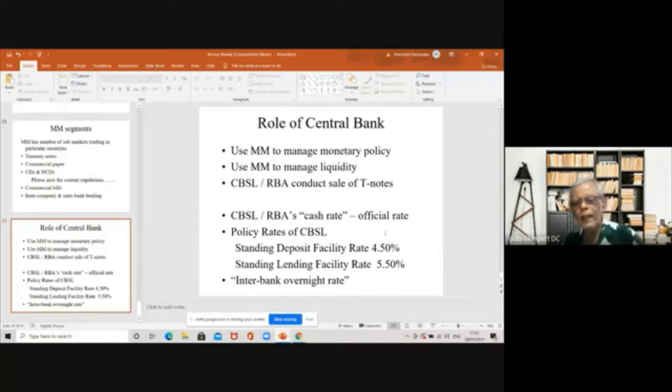The central bank, the Reserve Bank of Australia, conducts sales of treasury notes. The cash rate, the official rates, the policy rates of the central bank are: standing deposit facility rate currently 4.5%, standard lending facility rate 5.5%. And the interbank overnight rate is actually the live wire, the benchmark of the money market overnight rate. I would guess it is around 4.5 to 5% these days.